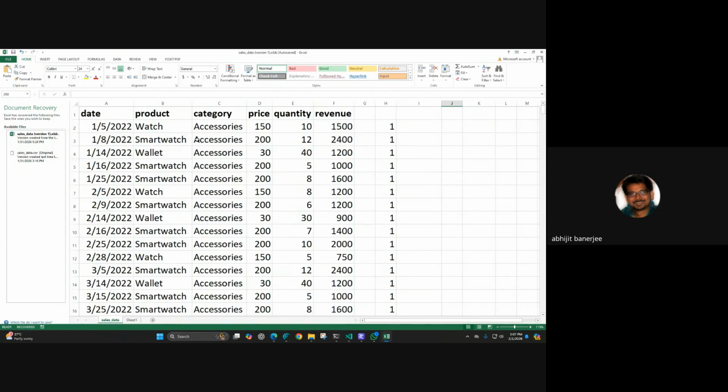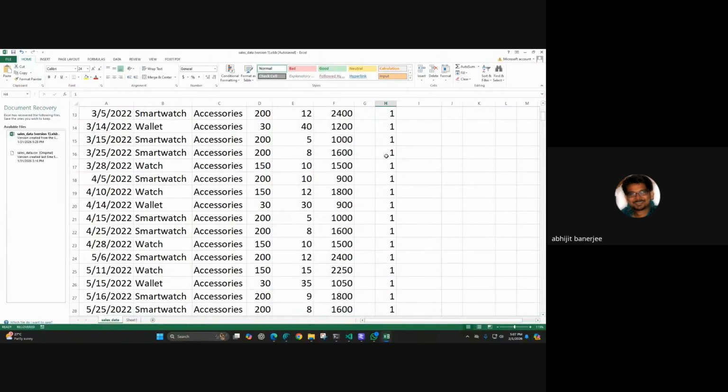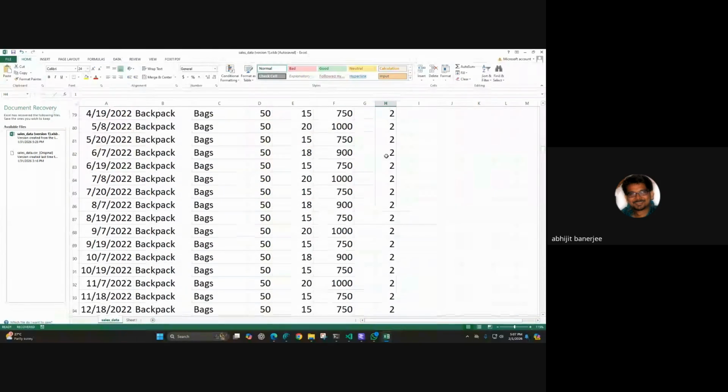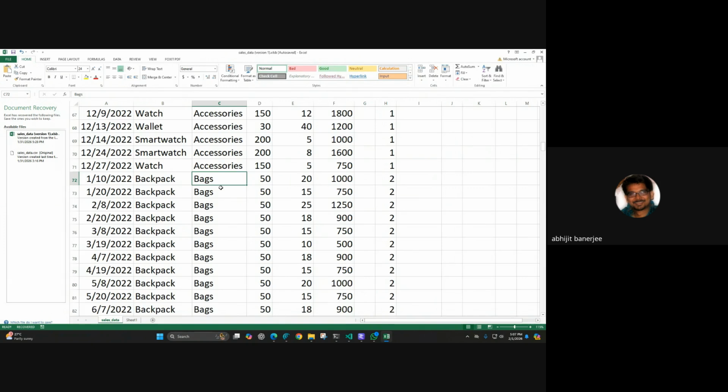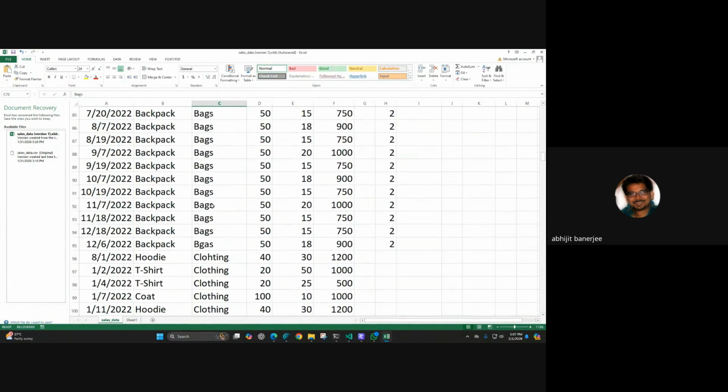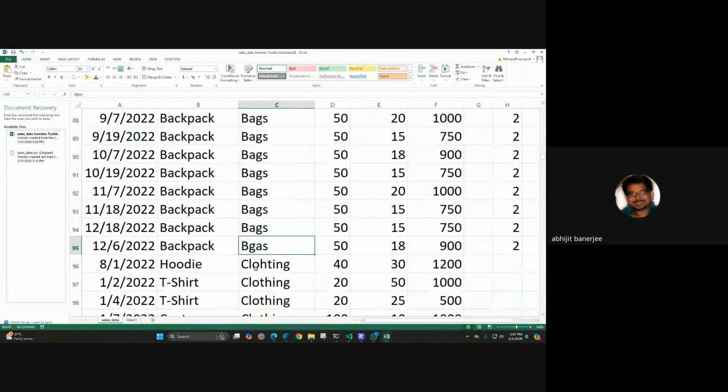I can do the same for product also. Be very careful while you are doing this. Humans make mistakes. To err is human, but AI will take the error otherwise. For example, there are bags, no doubt. But what is this? It's not a bag, it's a BGAS. It should have been BAGS.